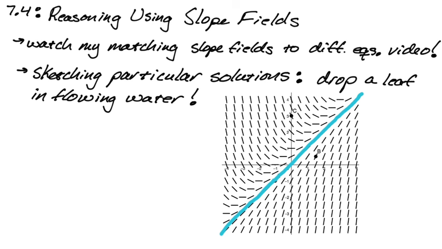Linear solutions are pretty interesting because they tend to be the dividing line between your 2 types of solutions, or 3 types of solutions in this case. They also tend to be the asymptotes of all the other types of solutions, as we'll see when we do the other ones. So let's picture flowing water.